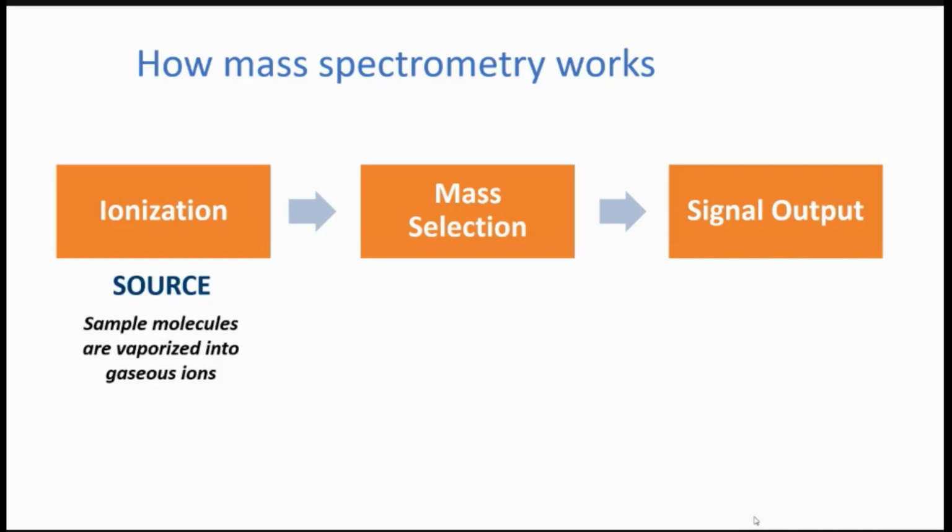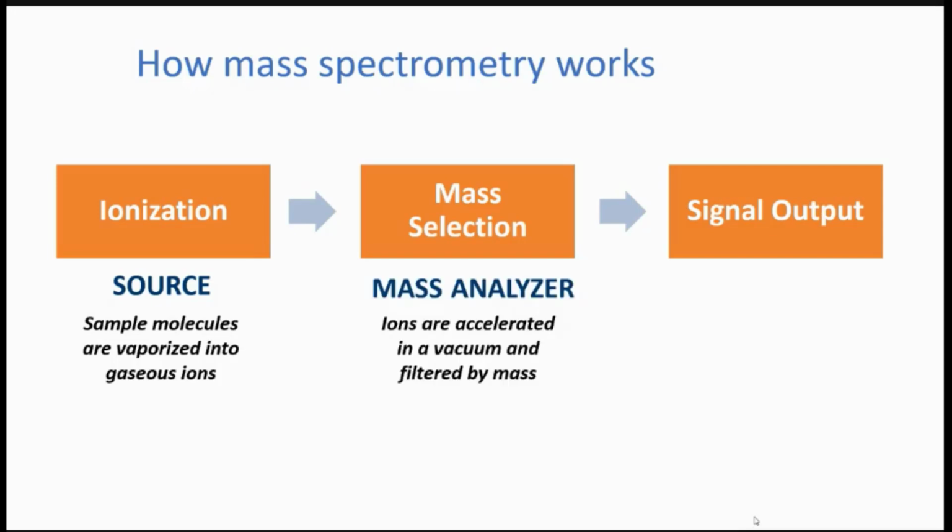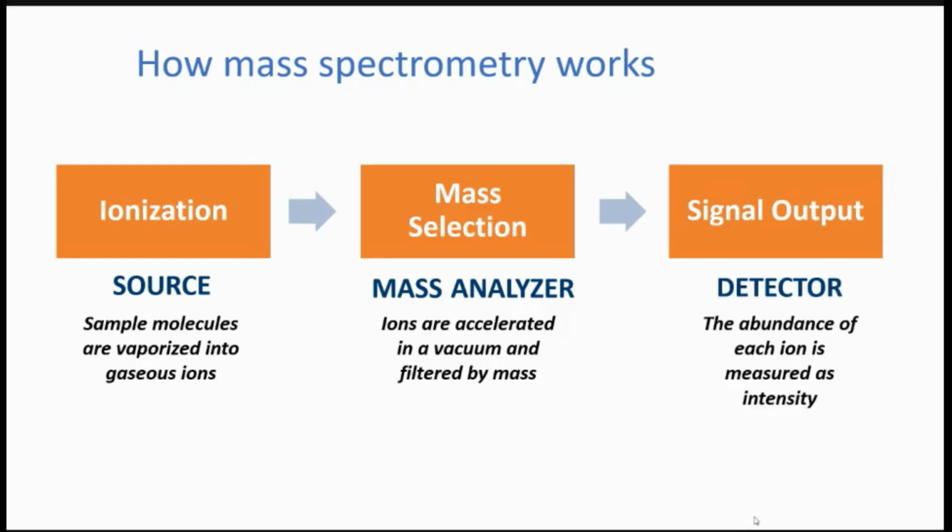We call the thing that does the ionizing the source. The source will take your sample molecules and turn them into gaseous ions. The mass analyzer does the mass selection, and it does this by moving ions around. The ions can be accelerated. They're in a vacuum, so there are no other molecules in there that they can collide with. By gently altering the applied voltage in the system, you can make these ions move. And it's kind of cool.